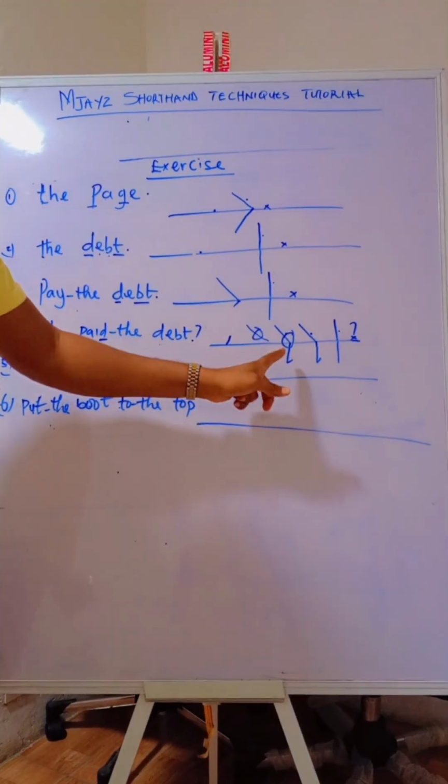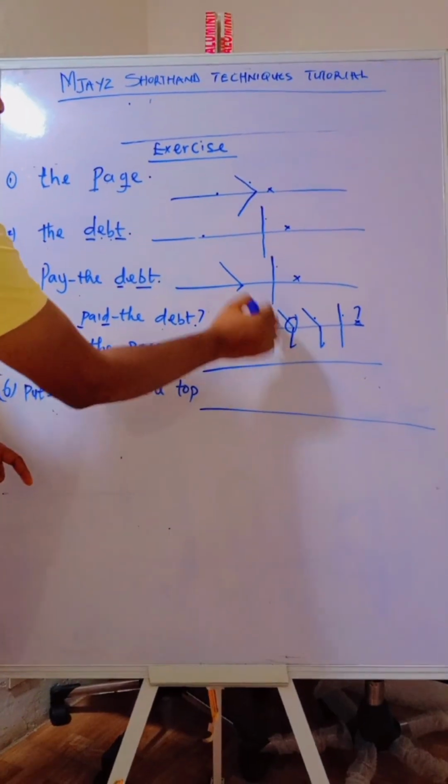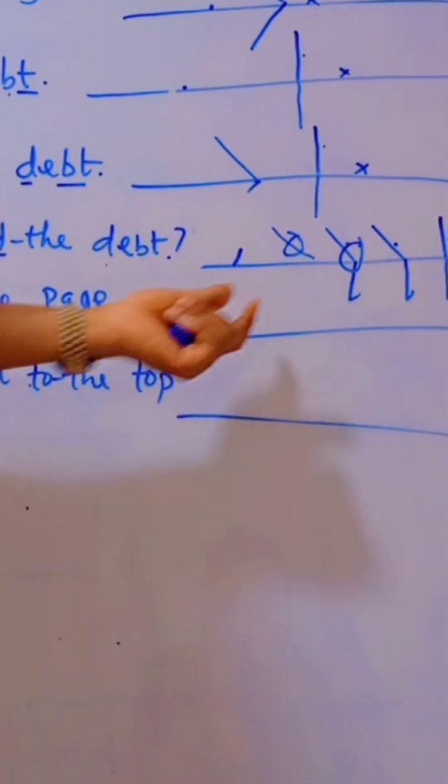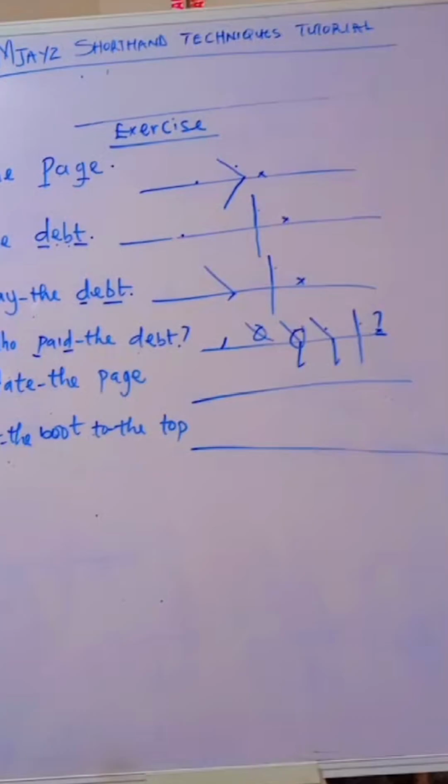Please, in shorthand, when representing with your pencil, if you make any mistake, just circle it instead of cleaning, so that it will not roughen your work. Just circle it to show that you made a mistake.